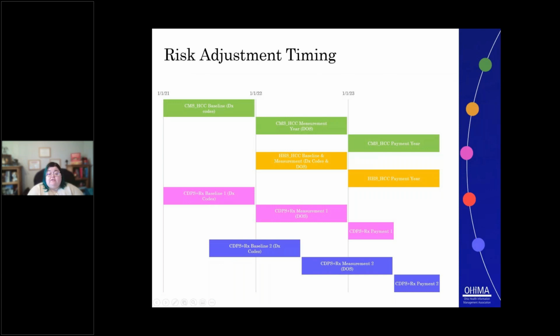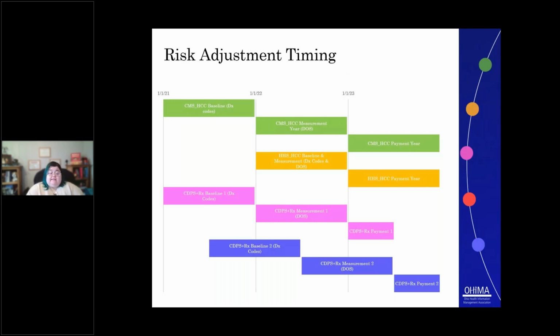Different risk adjustment models use different time frames to gather diagnostic data to determine health risk. So the CMS HCC model, which are the green boxes above, uses a base year measurement period to then predict the risk to the next year's measurement period. But then we'll adjust the payments for the year after that, and it's all based upon a calendar year.